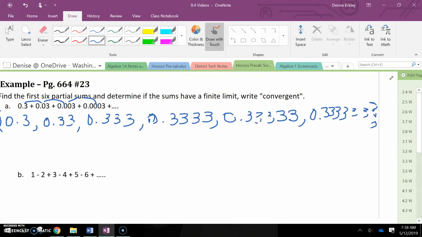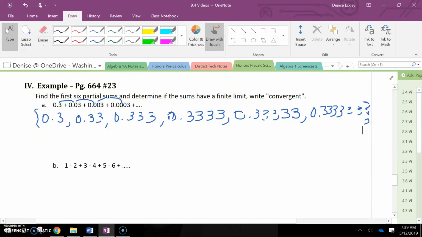Now, we have to determine whether it's convergent or not. And what hopefully you notice is that we have repeating 3's, which is something like 1/3. So it's converging to a specific number. So we'll say it converges.